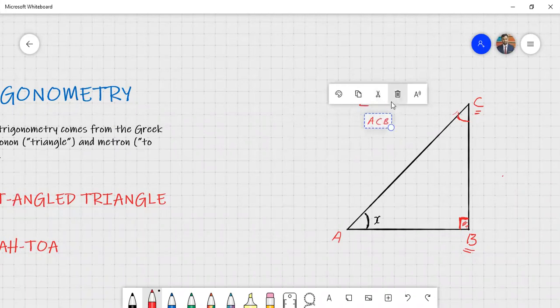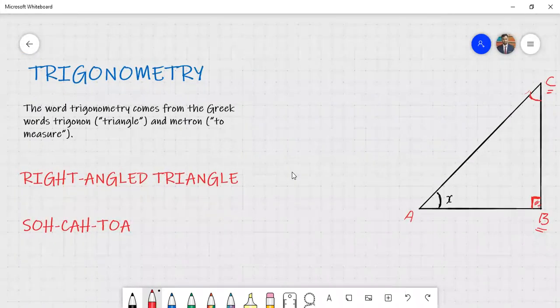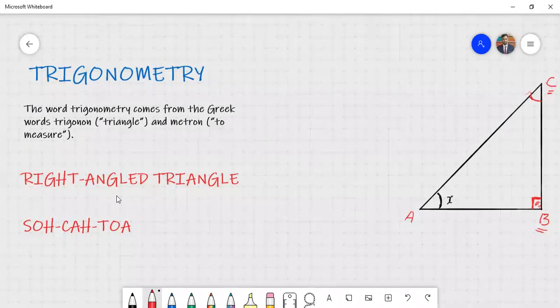Now we will learn two main points about the triangle: first the right angled triangle, and second the ratios. This is written as SOHCAHTOA. These are the ratios of the triangle, so two things. First, the right angled triangle.